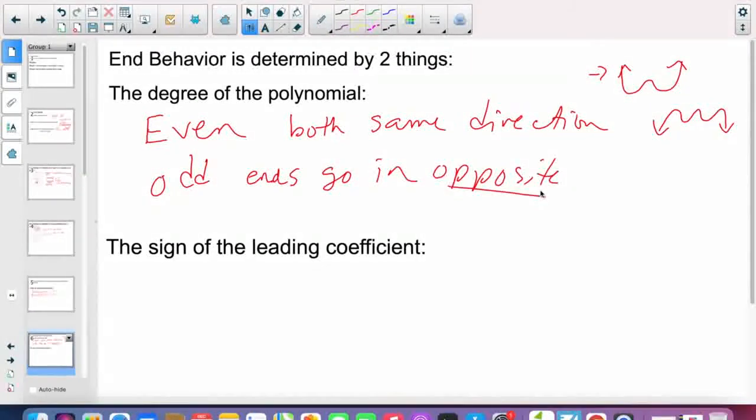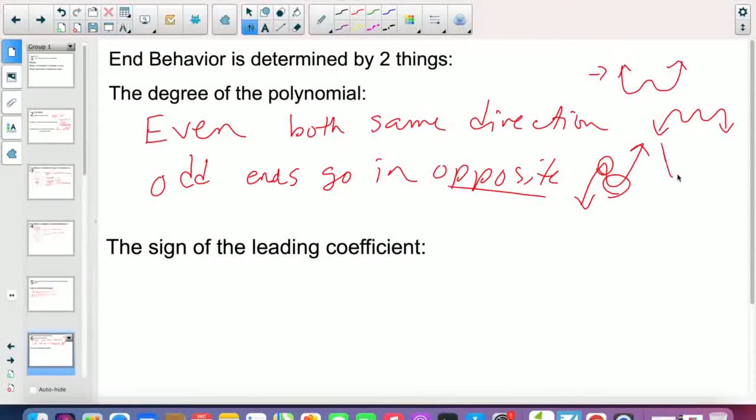So let's think about that. Let's draw one that has opposite directions. There's one. Look at that one. It has 1, 2 curves. So that means its degree is 3. That's an odd degree. They're going in opposite directions. One's going down, one's going up.